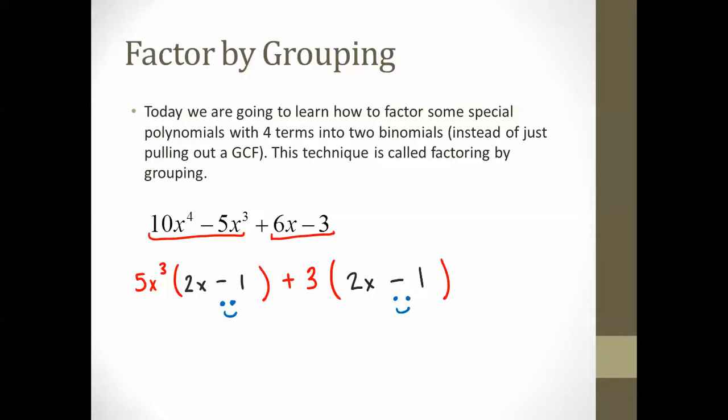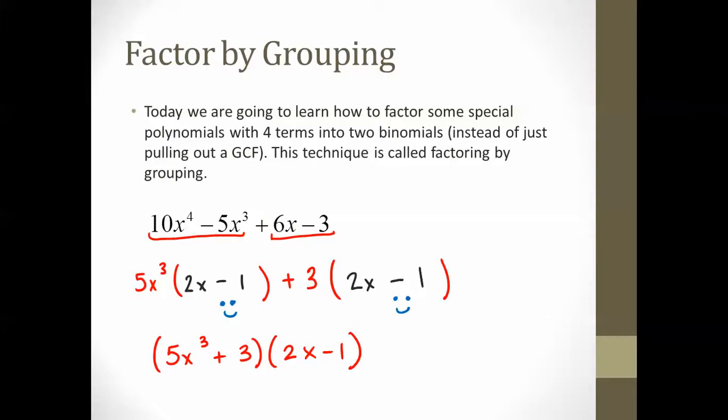So then I need to rewrite this as the product of 2 binomials. So another way to write this is to take the 2 terms that are not in parentheses, the 5x cubed and the positive 3, to put those into the first group of parentheses, and then to take the 2x minus 1, which we see twice in that first step, and bring it down into one set of parentheses for our final answer.